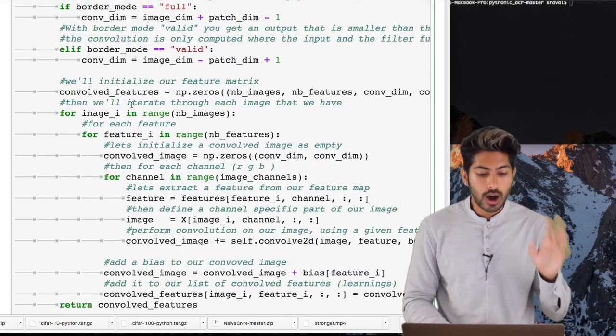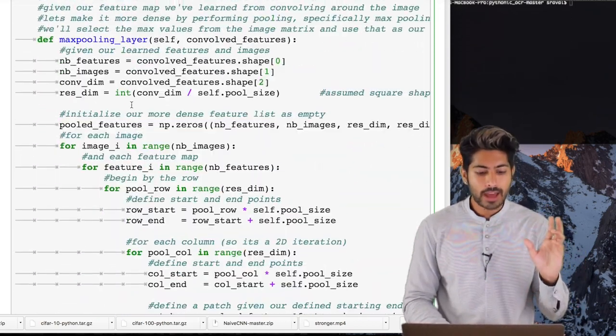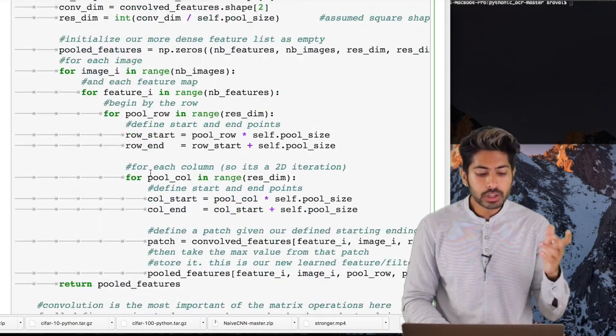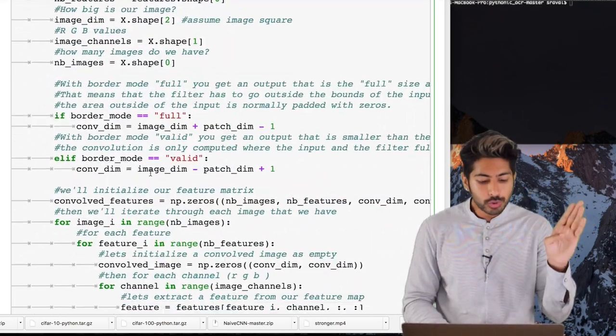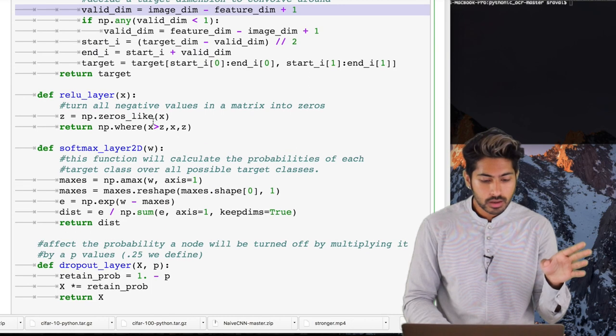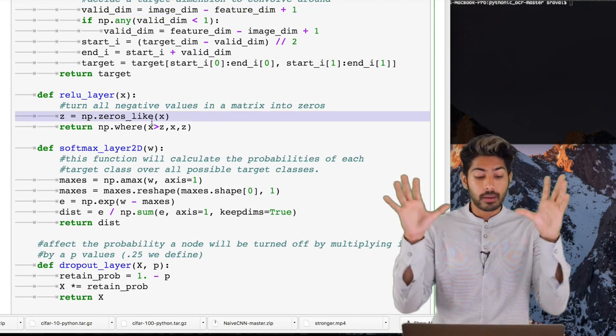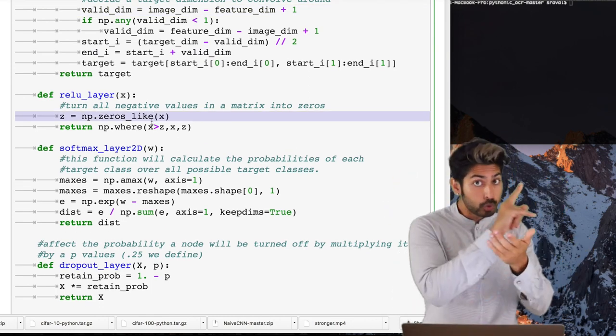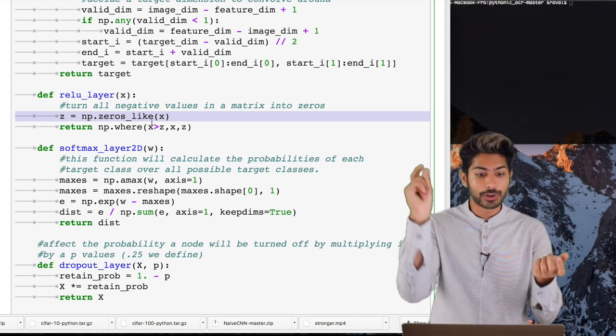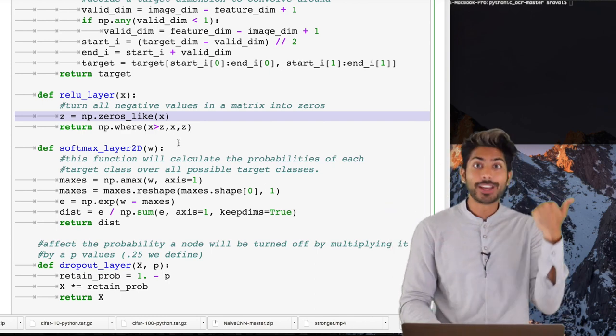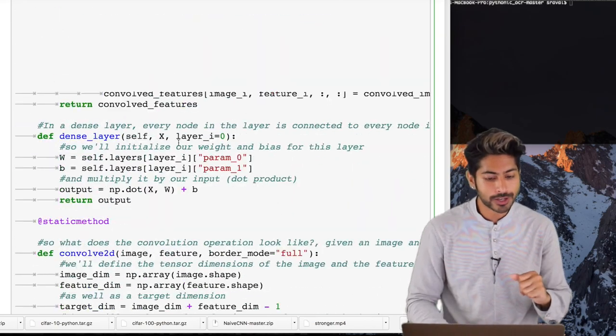So we start off with our convolutional layer, and then we had our ReLU. So what is ReLU? ReLU is super simple. ReLU is just, for some matrix of zeros, it will go through every single pixel value in the input matrix, and if it's a negative number, we just turn it into zero. That's it. That's ReLU. Okay.